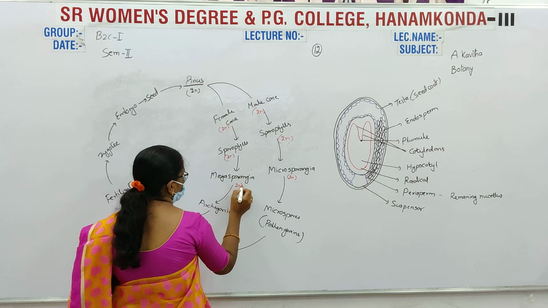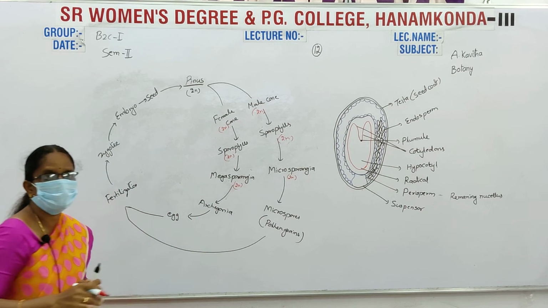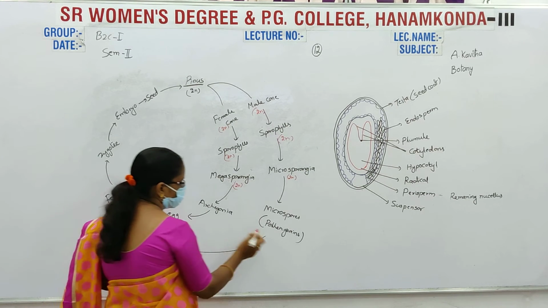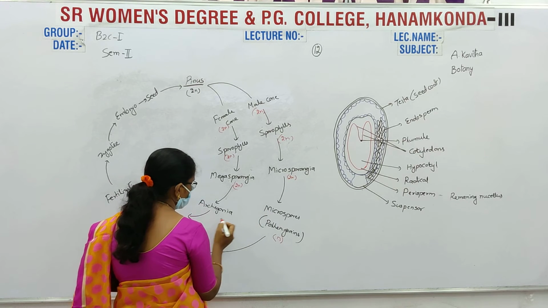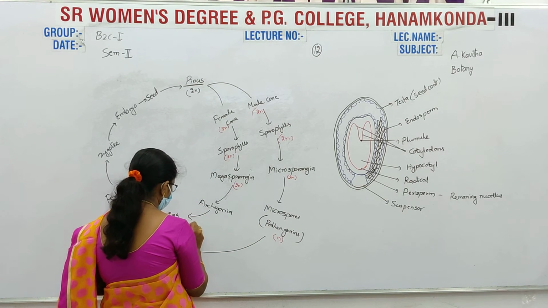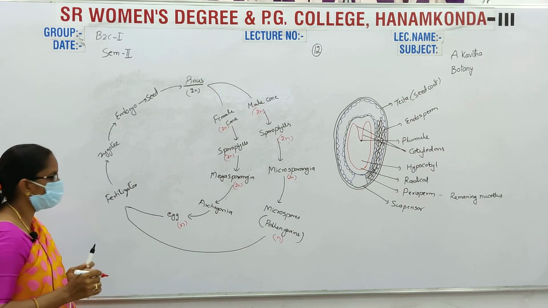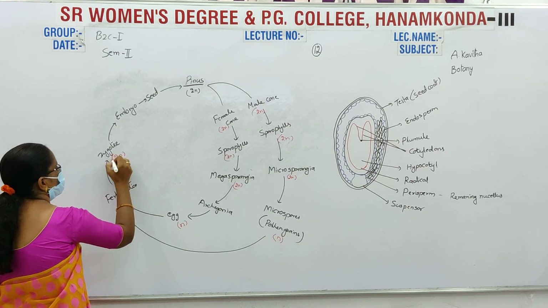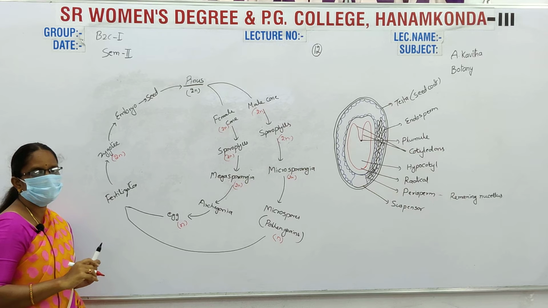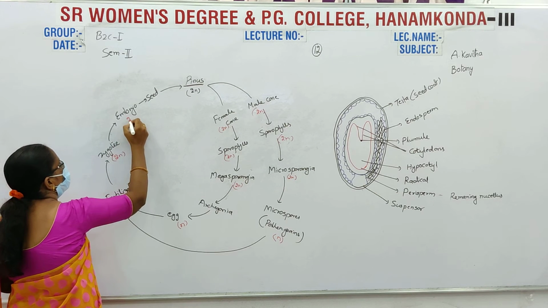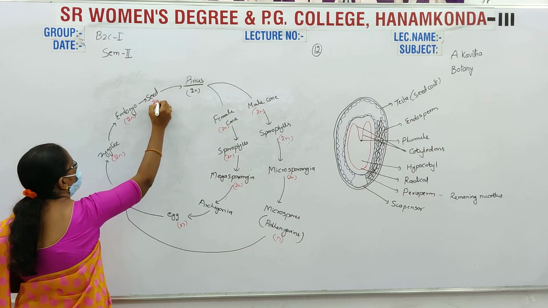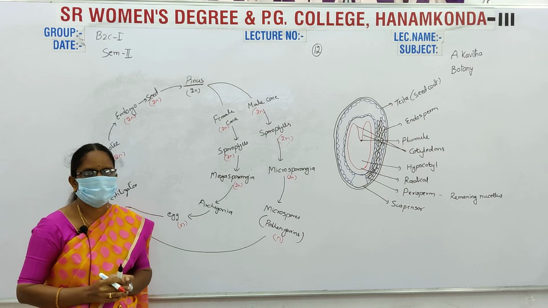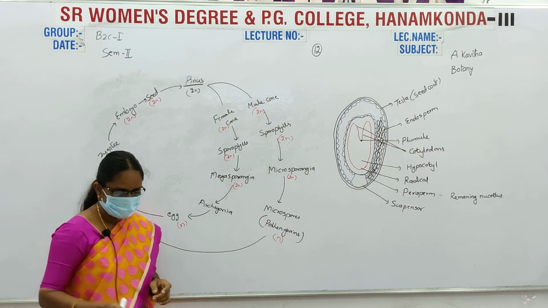The microsporangia develop the microspore mother cells, and the megasporangia develop the megaspore mother cells. After reduction division, pollen grains are formed. These pollen grains are haploid, and the egg cells are also haploid. After fertilization, the zygote is developed. The zygote is diploid, the embryo is diploid, and the seed is diploid, and next it develops the Pinus plant. This is the life cycle of Pinus.